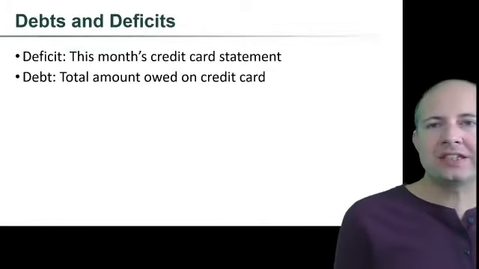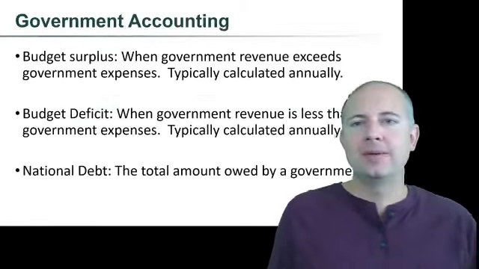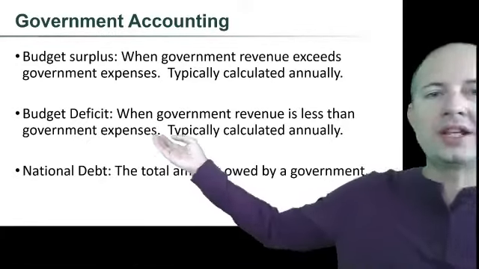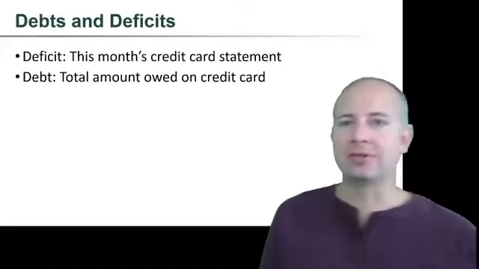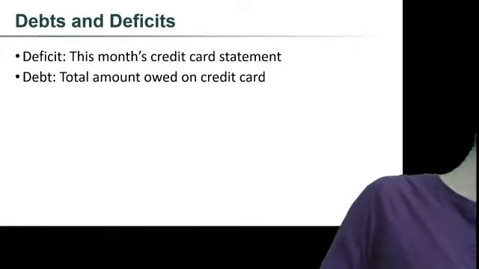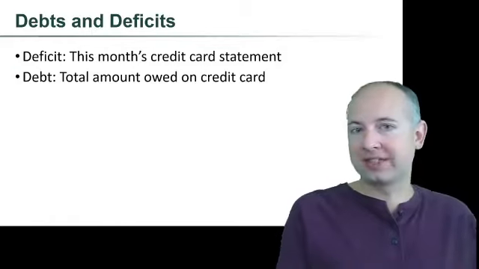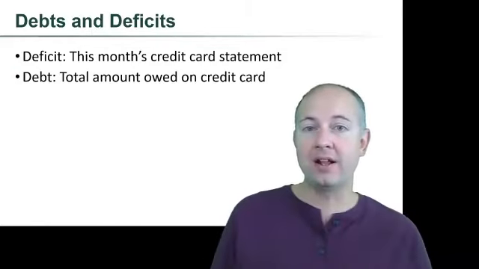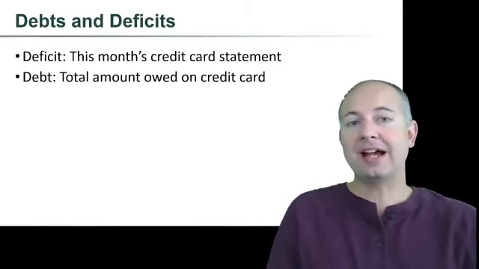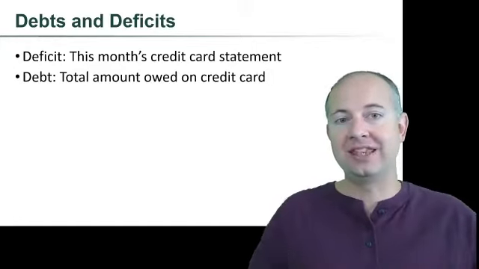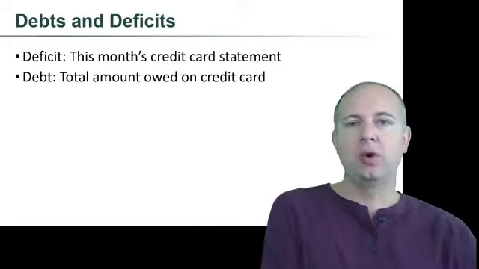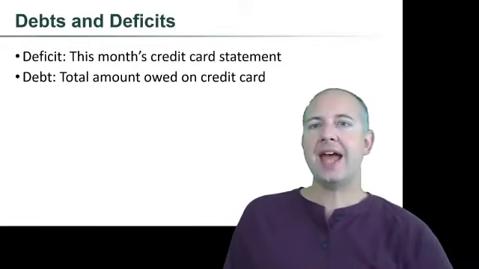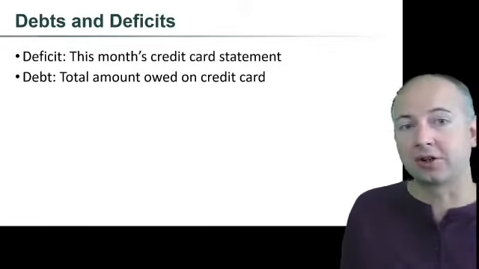So deficit, remember we said, is when government revenue is less than government expenses, typically calculated annually. So you can think about a deficit as this month's credit card statement. You get your credit card in the mail, and that is how much you owe your credit card company this month. So how much did I take in? How much do I owe for this month? A debt is the total amount owed on your credit card.